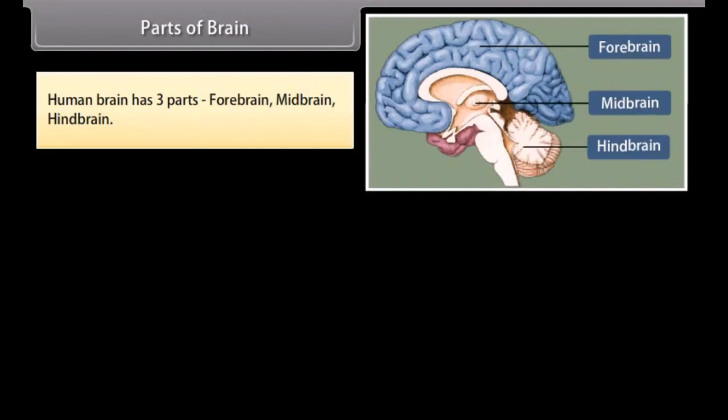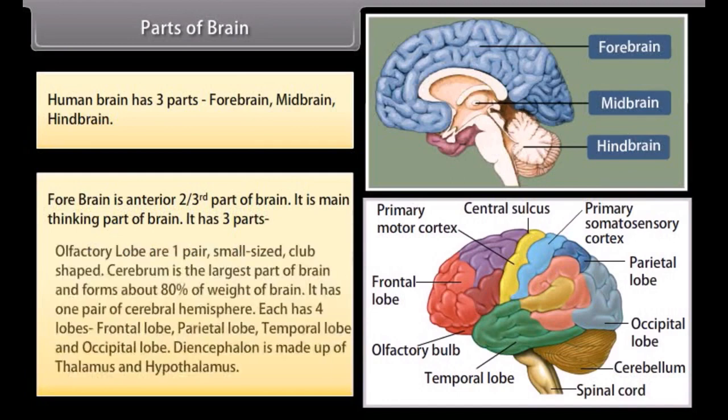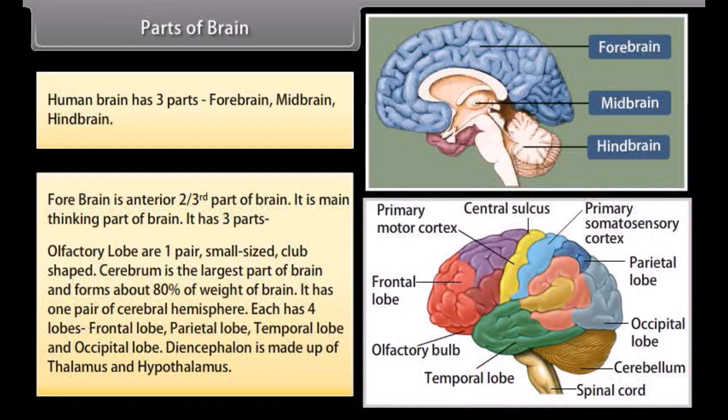Parts of the brain. The human brain has three parts: forebrain, midbrain, hindbrain. Forebrain is the anterior two-third part of the brain. It is the main thinking part of the brain. It has three parts. Olfactory lobes are one pair, small-sized, club-shaped. Cerebrum is the largest part of the brain and forms about 80% of the weight of the brain. It has one pair of cerebral hemispheres. Each has four lobes: frontal lobe, parietal lobe, temporal lobe, and occipital lobe.